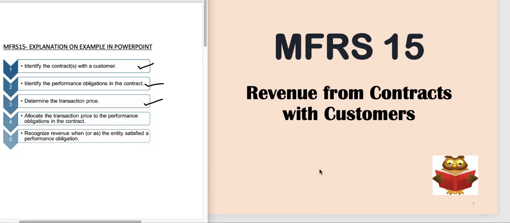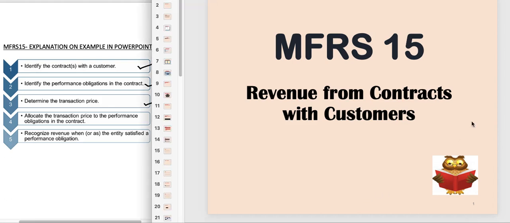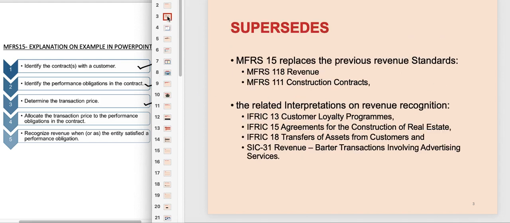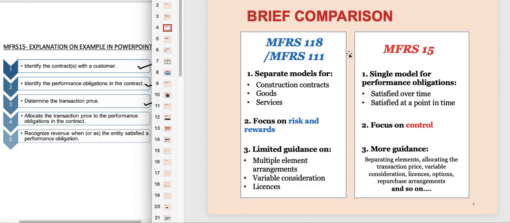Talk about MFRS 15, that is revenue from contract with customer. Basically, this MFRS is a new MFRS which started in 2018, replacing the previous MFRS on the revenue. So MFRS 15 is actually replacing MFRS 118 and MFRS 111 on construction contract.